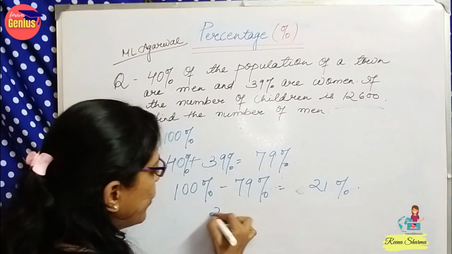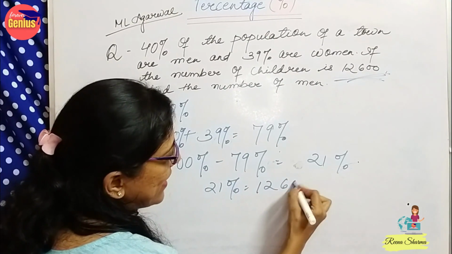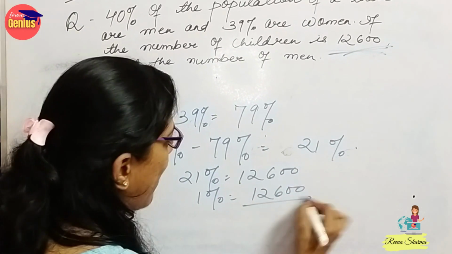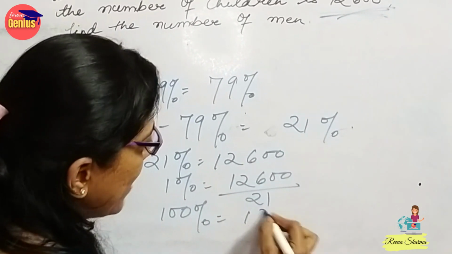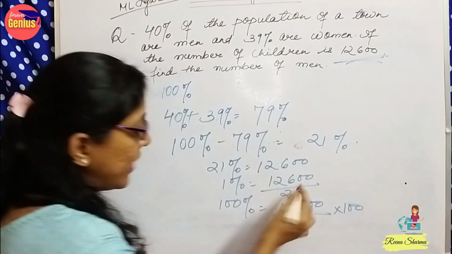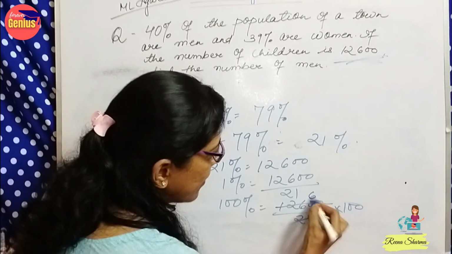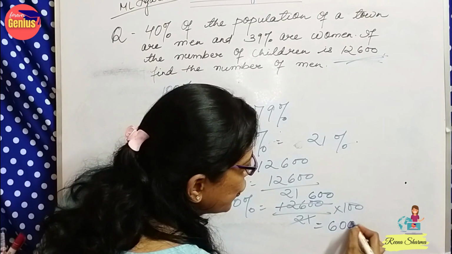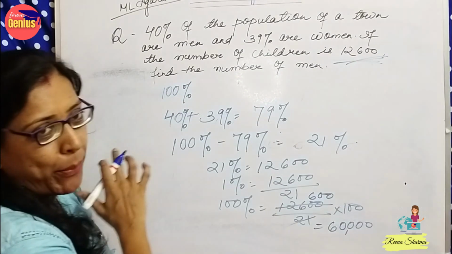So yes, when 21% is equals to the given number 12,600, 1% will be 12,600 by 21, and if I want to find the total number, it will be simply multiplied by 100. If I go with the table of 21, 6 it is 600. So it is totally coming 60,000. So 60,000 is the total population.